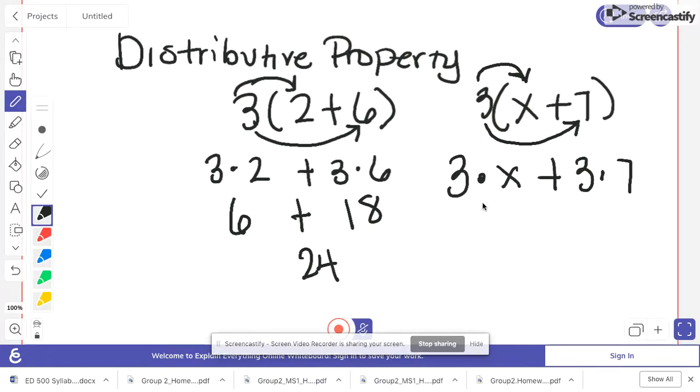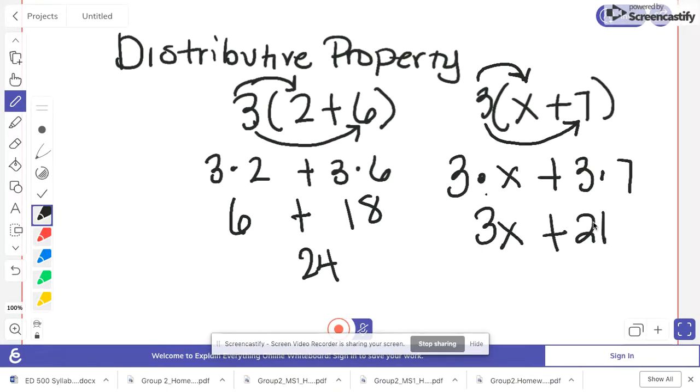Here, 3 times x, we know we can't simplify because x is an unknown number. Keep in mind, when you see these variables, they're unknown numbers. It may be an x, it may be a y, but it's a number that we don't know. It could be 2; we could replace the x with 2. But since we don't know the number, we'll just write 3x plus 3 times 7 is 21.